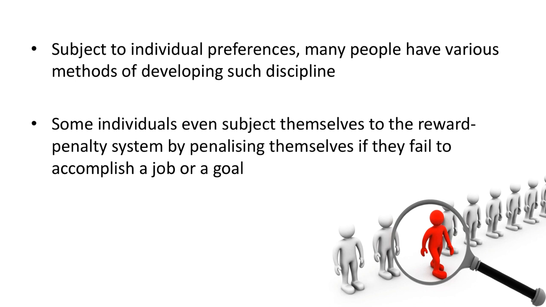A few examples, such as not avoiding difficulties, announcing our goals to our family and friends, ensuring we complete each task, can help us to understand that being accountable for our own goals inspires us to help ourselves and others to be committed. Some individuals even subject themselves to the reward penalty system by penalizing themselves if they fail to accomplish a job or a goal.